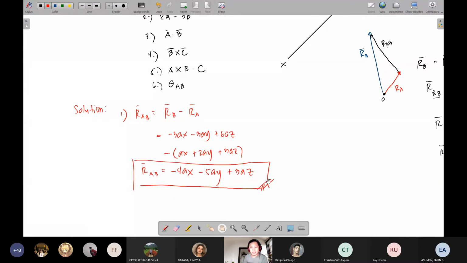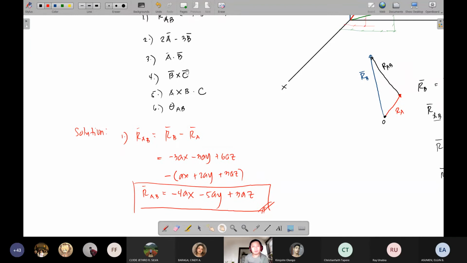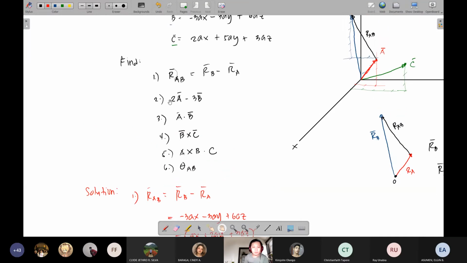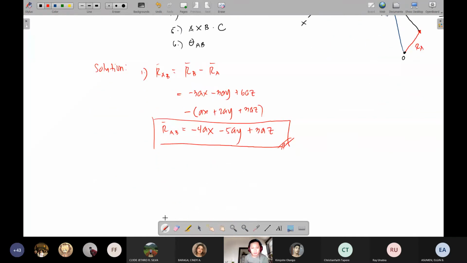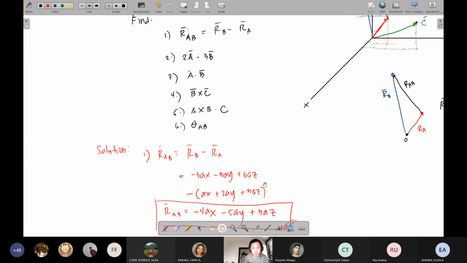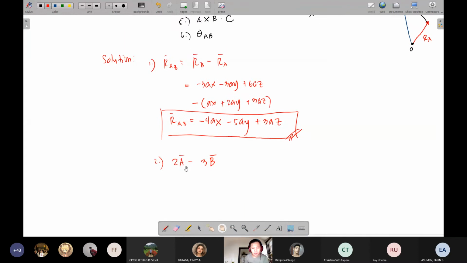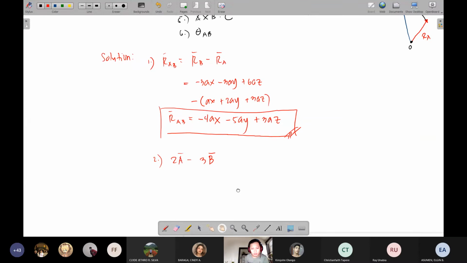Any other questions? If there are none, let's proceed with problem number 2. For problem number 2, you have 2 times vector A minus 3 times vector B. So, 2A minus 3B. This is basically just a constant multiplied by a vector, and then you have 2 vectors in subtraction.